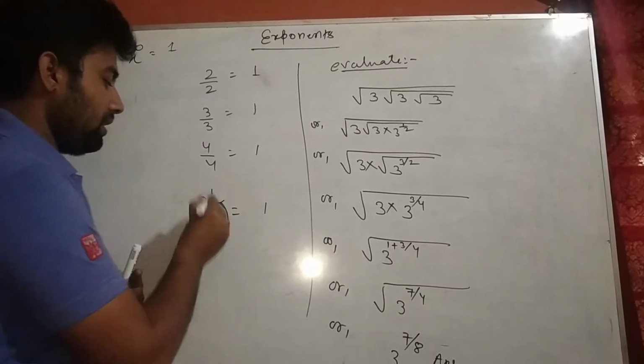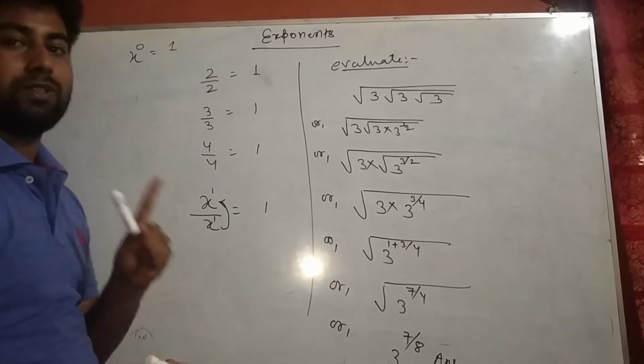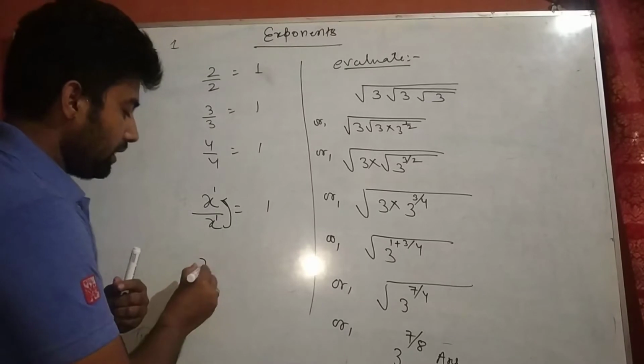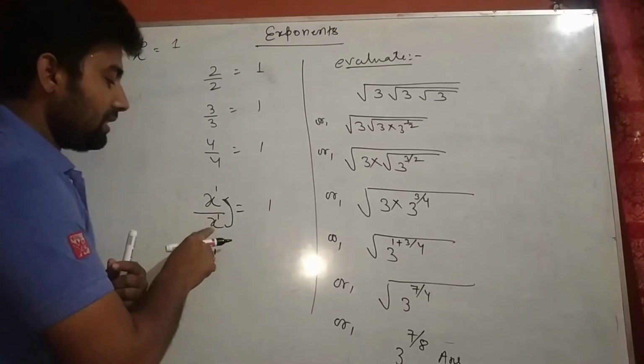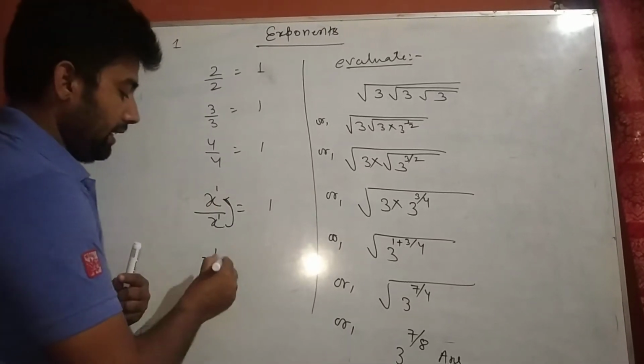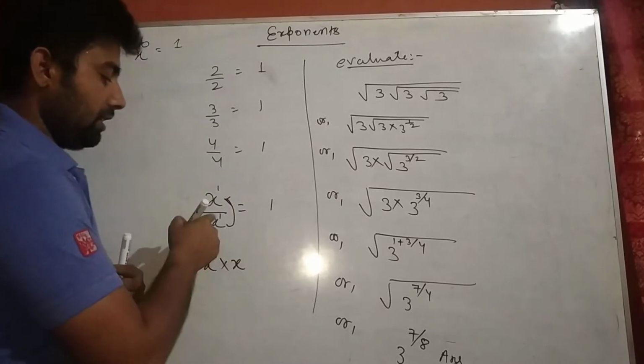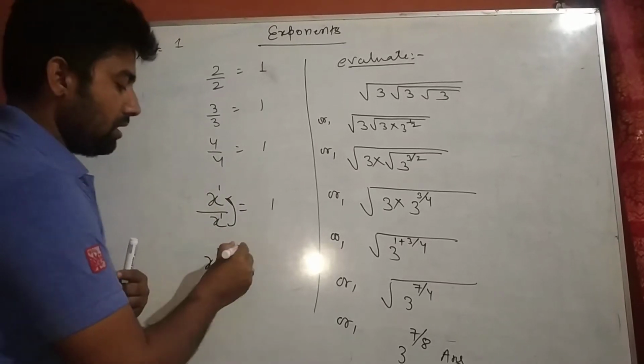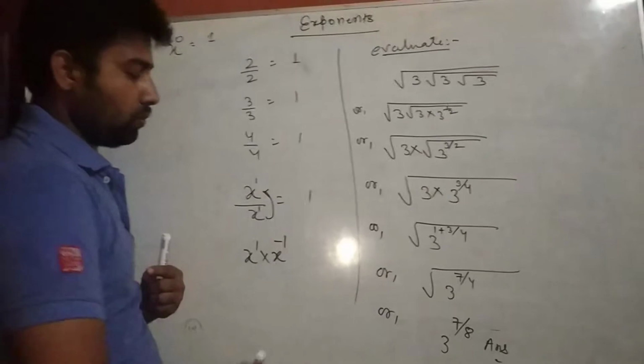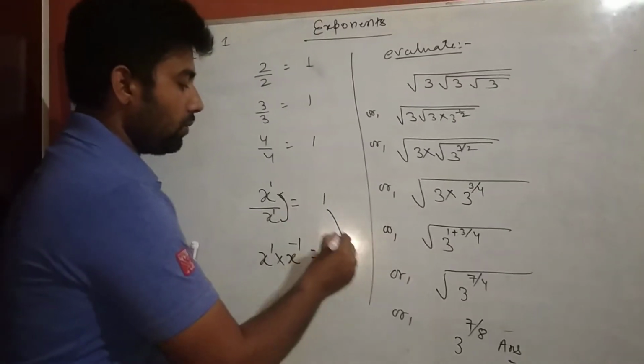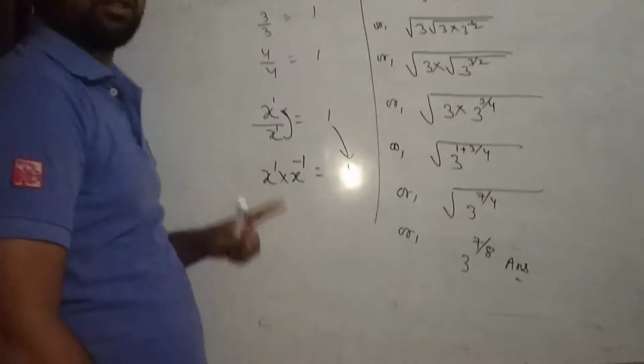Here the denominator is 1 and nothing is mentioned, so it means 1. This will remain as it is, and if this x goes up, its power will be changed. Here it is plus 1, now it will be changed to minus 1. That will also be equal to the same, it will remain as 1.